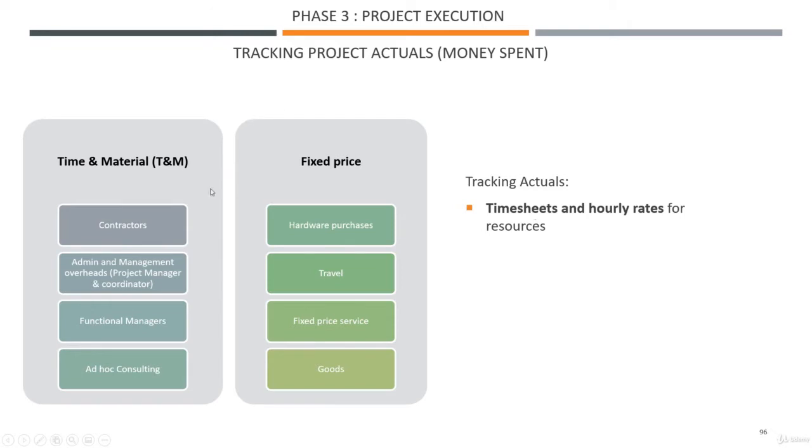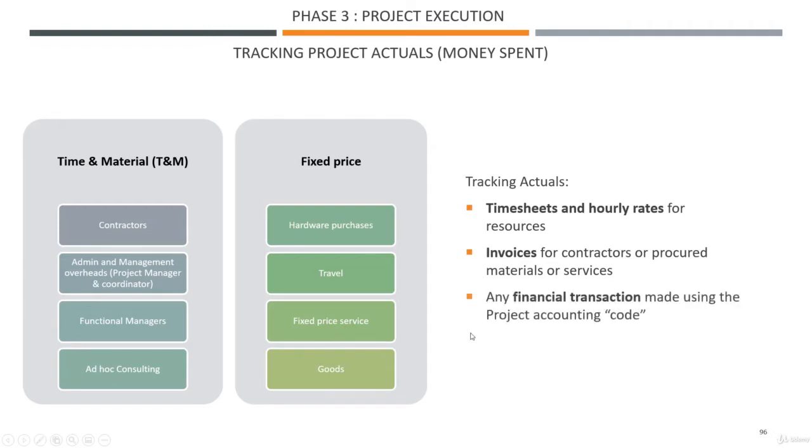For time and material, you will need to use the timesheets and the hourly rates if you have human resources working on it. You would calculate the total with the amount of hours and the hourly rate, so that will give you the human resource cost. You would have invoices for contractors as well, so that could also be for time and material, or that could be a fixed price invoice, so there will be no surprise there.